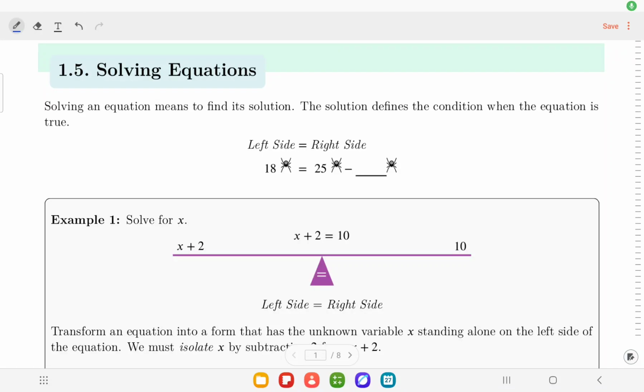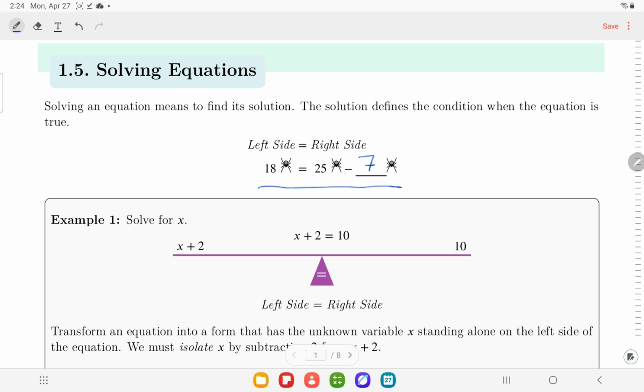To our 5th lesson, and today we will be solving equations. For example, we have this equation right here, and we are trying to find 25 minus what number will give us 18. And in this case, we know that 25 minus 7 is 18.